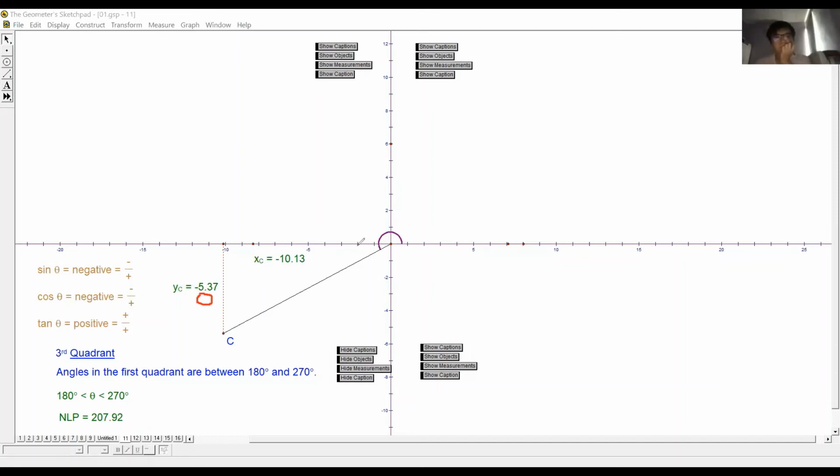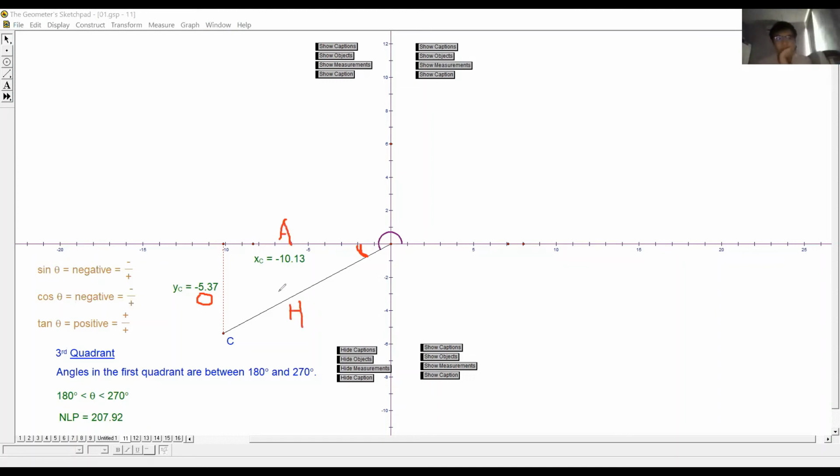Now, actually, this triangle is referring to this angle here. The right angle triangle is referring to this acute angle here. Okay, so this is the opposite. This is the adjacent, and this is our hypotenuse.